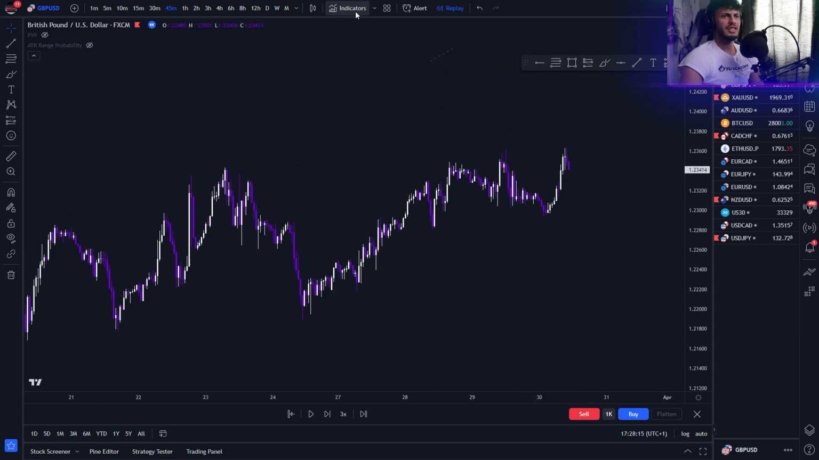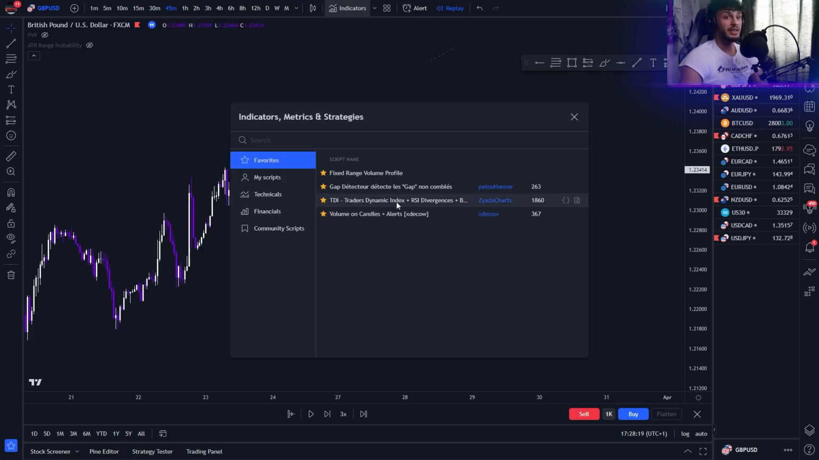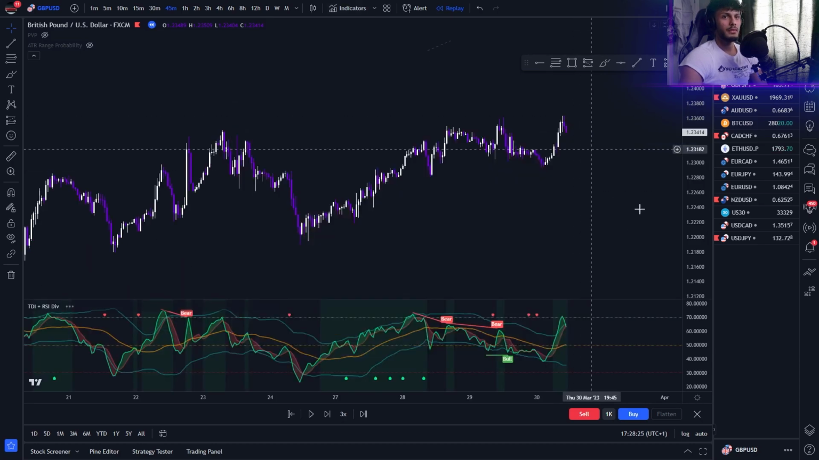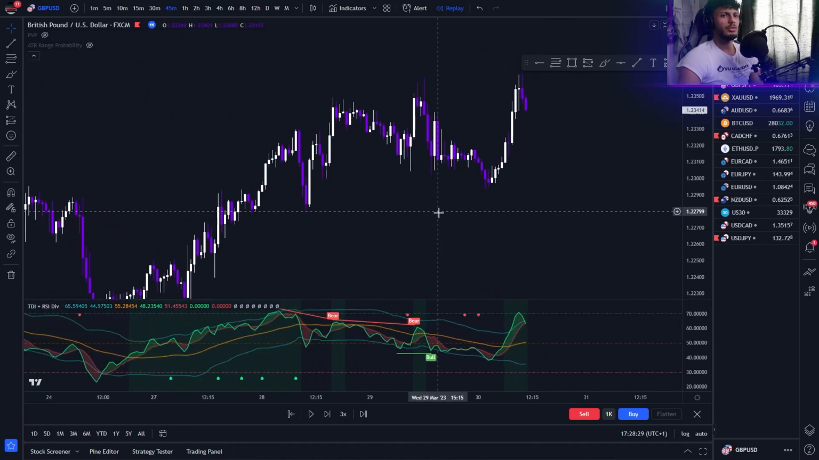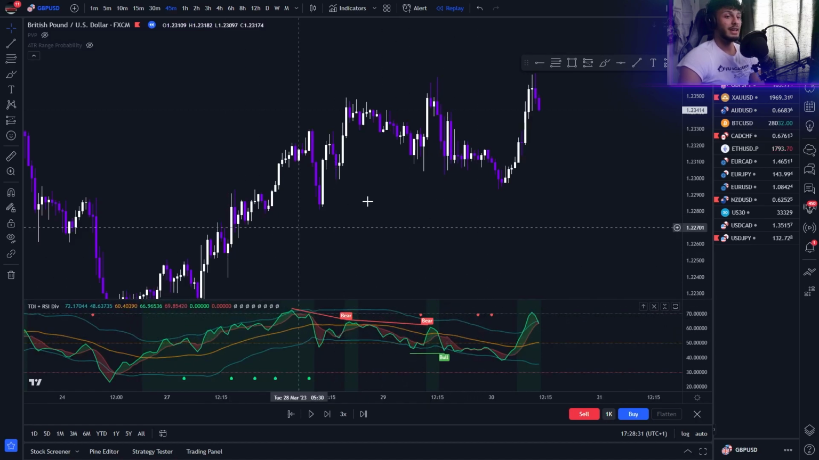So to get straight into the video, the indicator that I like to use is called the TDI. This is the Traders Dynamic Index. Okay, and I like to use the one by Zeta Charts. I have it favorited right here. So when it comes to the TDI, it is simply the RSI on 3 different time frames.